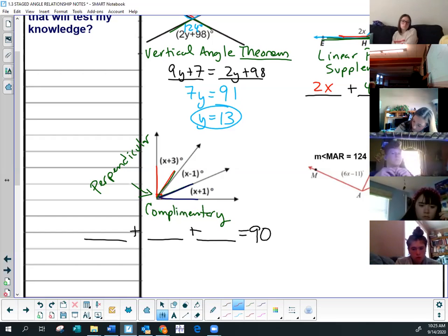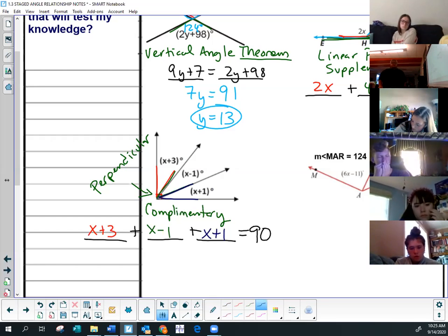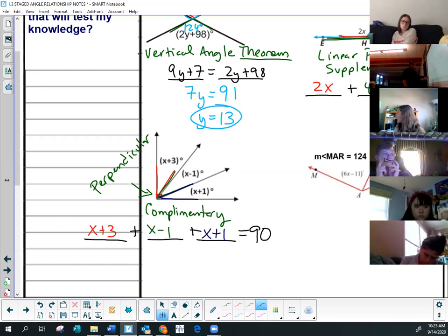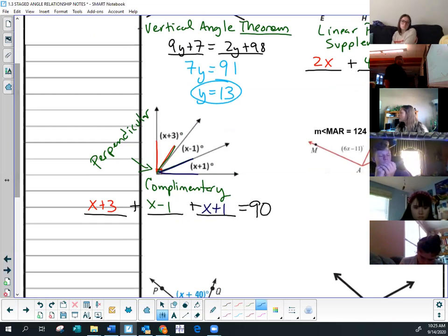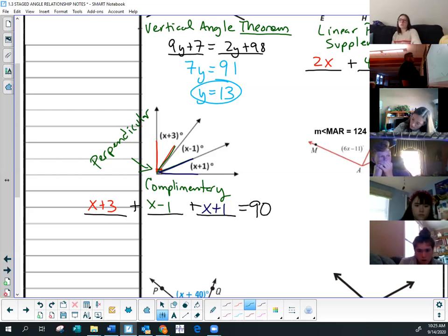So we have the x plus 3, we have the x minus 1, and then we have the x plus 1. Okay. And again, we're going to go ahead and stop there in terms of solving it. You would have to solve down for x and then go back and find the angles. But when you do that, you should find that those add back to 90 degrees. Again, just in interest of time, I'm going to pause that. Okay, moving on to example 4. What does this picture imply that we should be using?